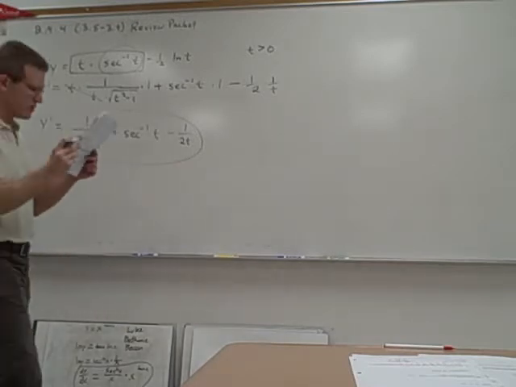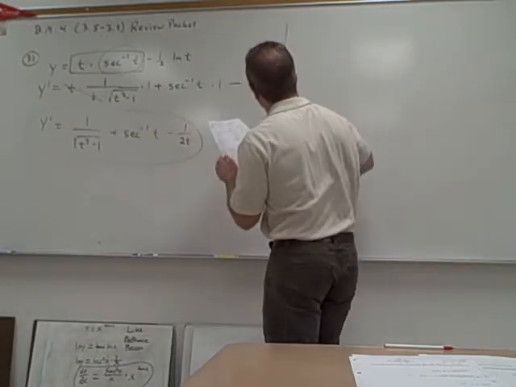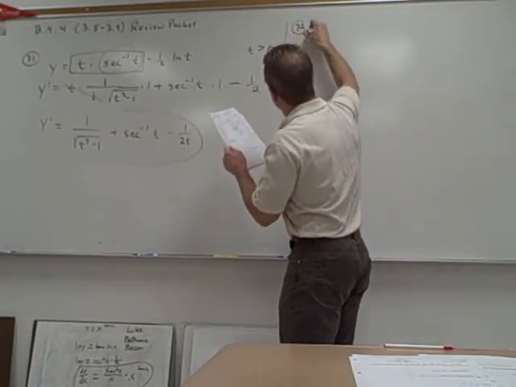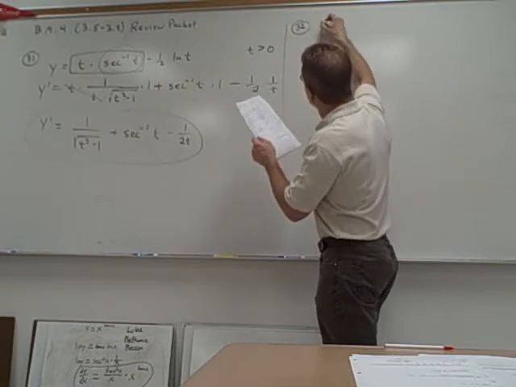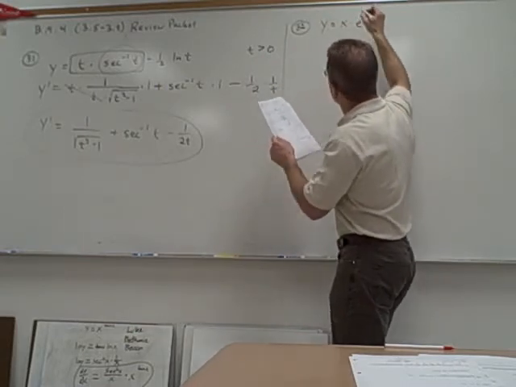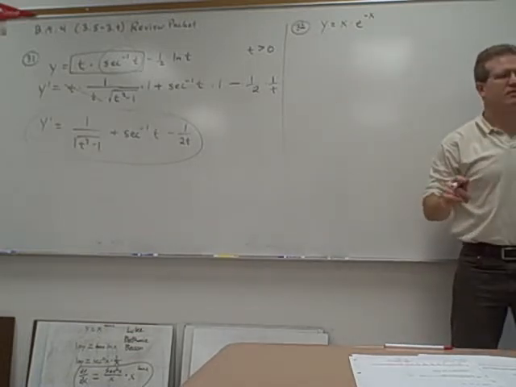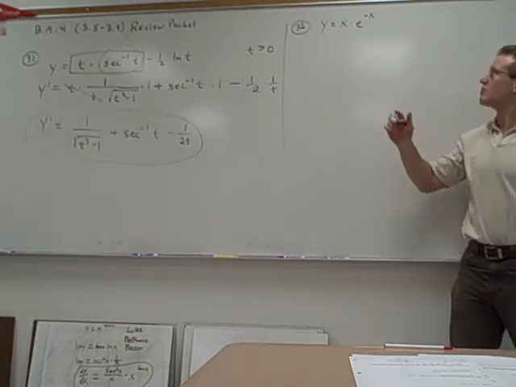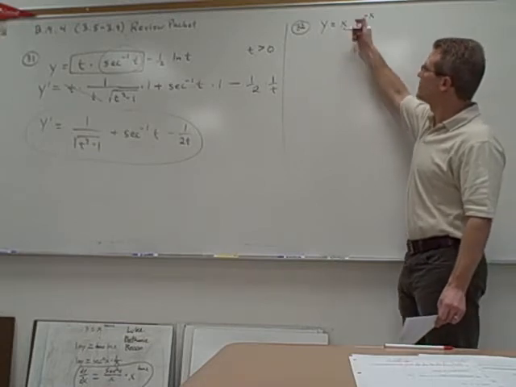Next up, I'm going to do 32. These next two are a little quicker problems. 32, y equals x times e to the negative x. So what rule am I going to have to use there? Product rule again, yeah, because I got multiplication right there.